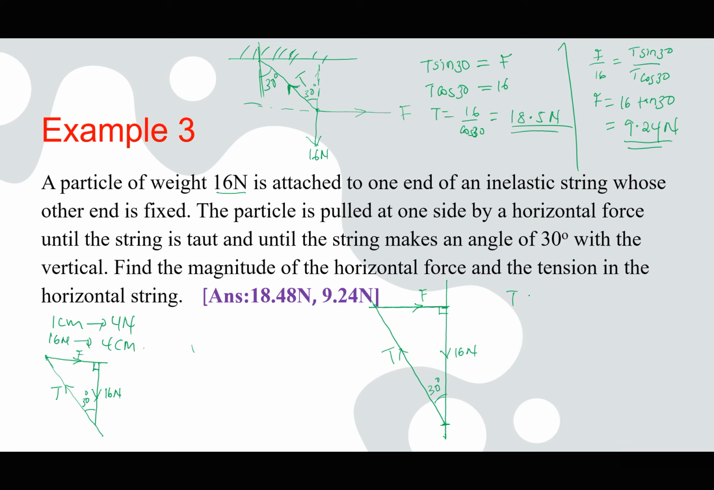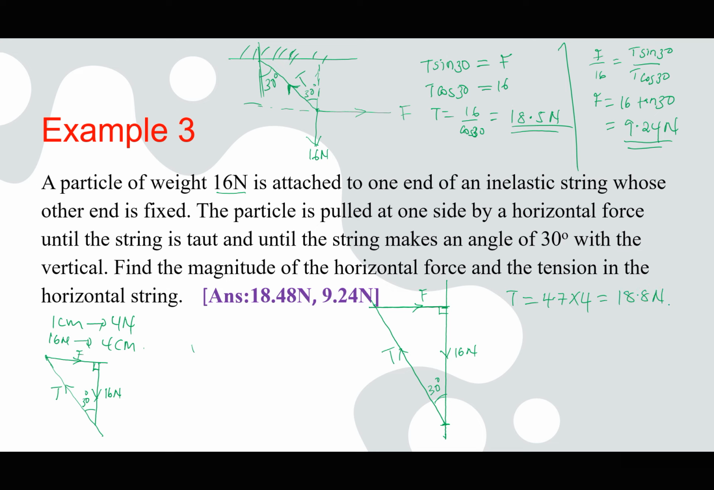To find T, I must measure the length representing T from the diagram. So I'll measure an estimate. I'm getting 4.56, so 4.6. Actually it is 4.7. So I'm getting T as 4.7 centimeters, but remember each centimeter is representing 4 newtons, so this is 4.7 times 4, which gives me 18.8 newtons.